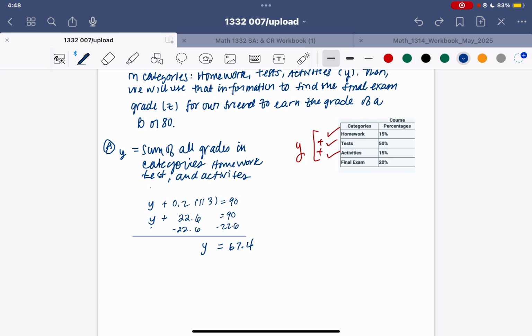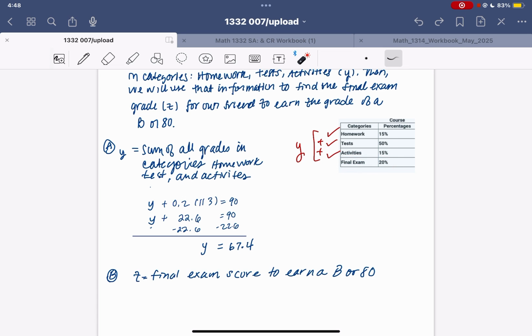So again, 67.4 is the sum of all categories of homework, tests, and activities. It's the value of these three categories, not including the final exam score.